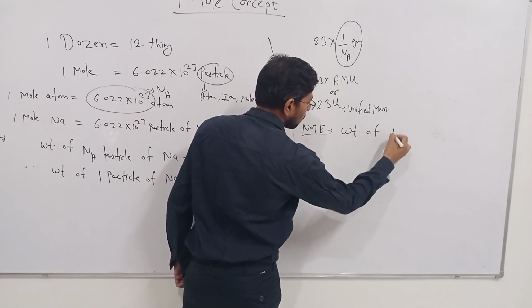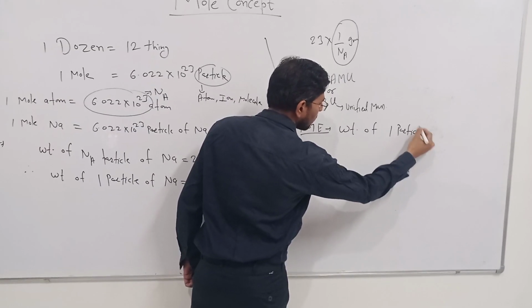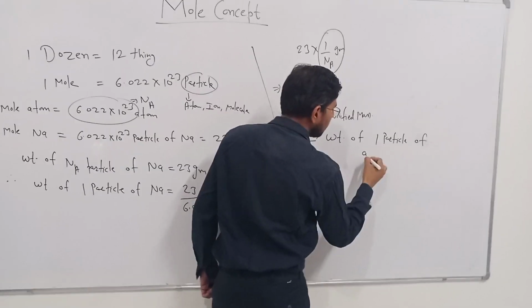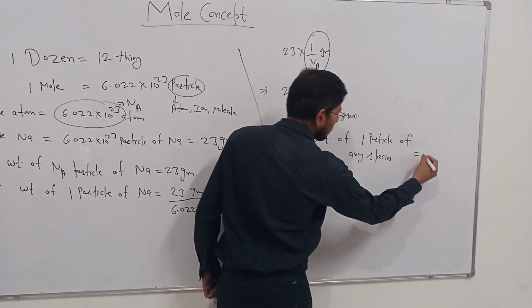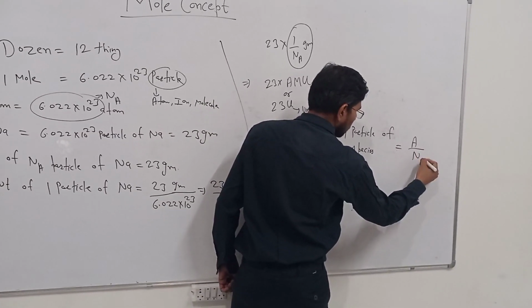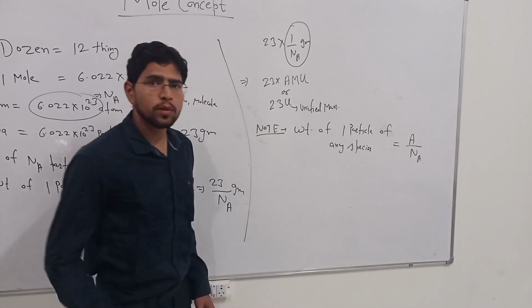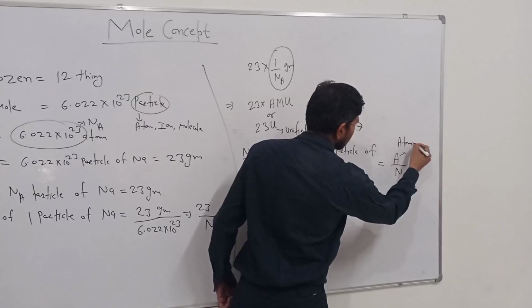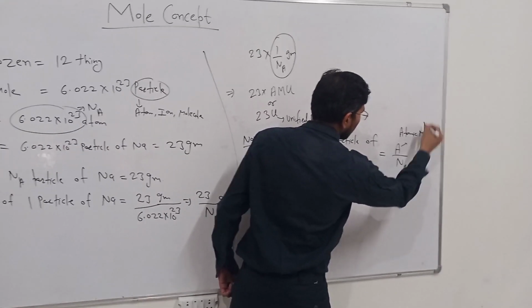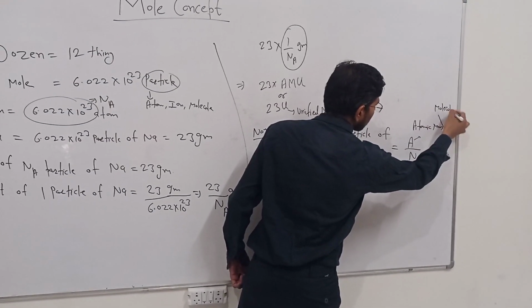Now, what is the note? The weight of one particle of any species is equal to A by Na. What do you mean by A? A stands for atomic mass or molecular mass.